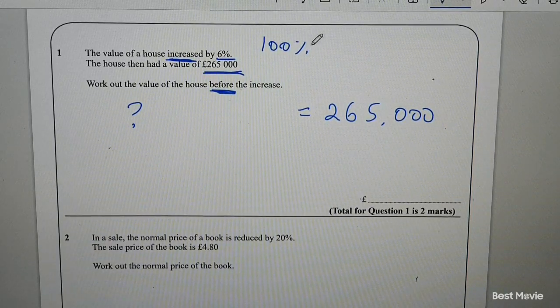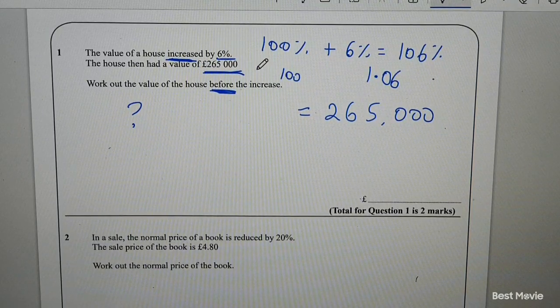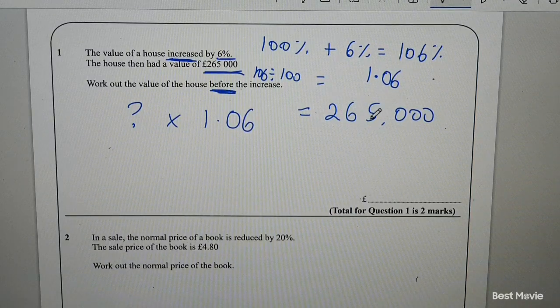So 100% is my original value. It's gone up by 6%, so it's now worth 106%. My multiplier is 1.06, so you do 106 divided by 100, because percent means out of 100. So whatever the percentage multiplier is, you divide it by 100 to get the decimal value that you need. So an amount multiplied by 1.06 is now 265,000. We want to find out what it was before the increase.